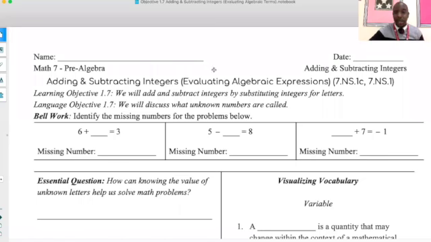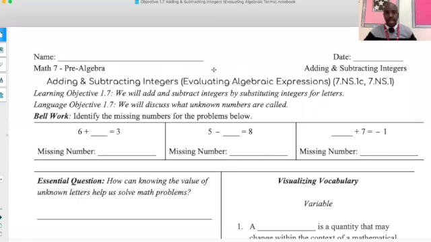So if you have the packet with you, please open it up. If you need to access the packet, feel free to do so on Google Classroom. But let me share my screen so you can look along with me right now. So we're talking about adding and subtracting integers, and specifically today we're going to be looking at it in the eyes of an algebraic expression.